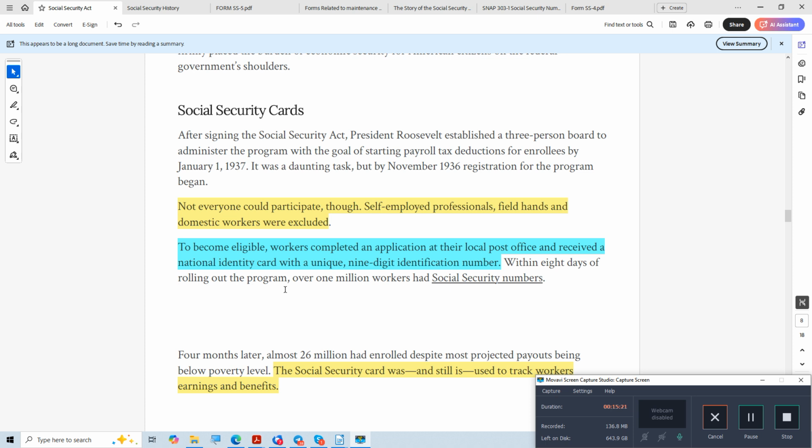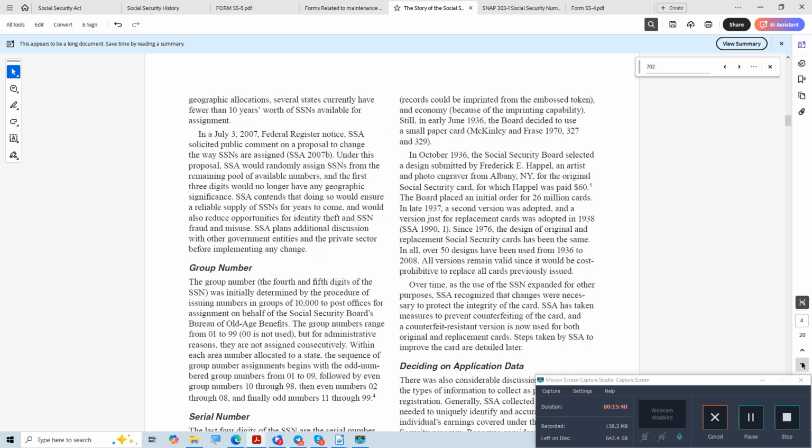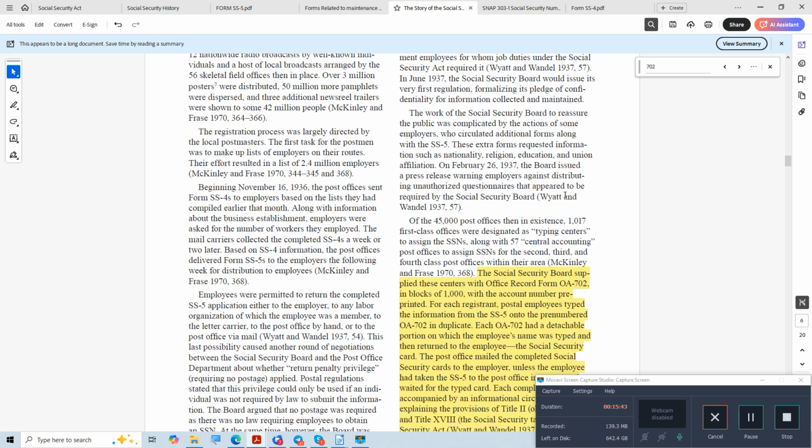Within 8 days of rolling out the program, over 1 million workers had Social Security numbers. All right, you're supposed to be done at the post office. But that ain't how it happens. It's happening at the hospital, and they're taking it to the post office. A little bit lower down here, what page was that? Oh, there we go, 6.